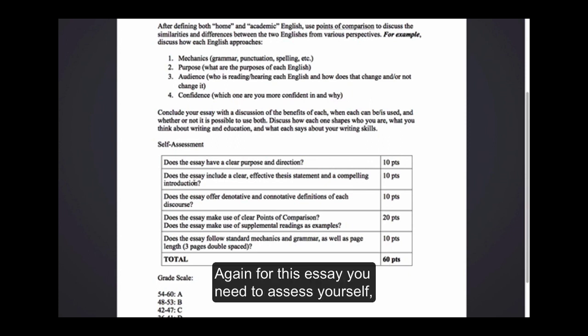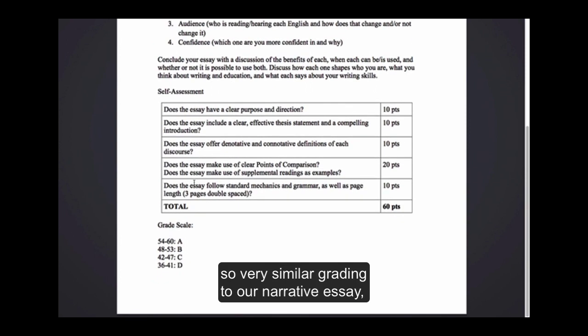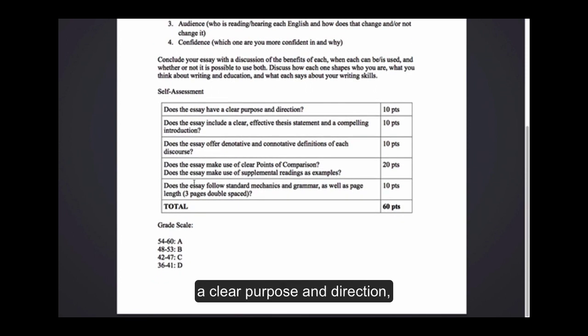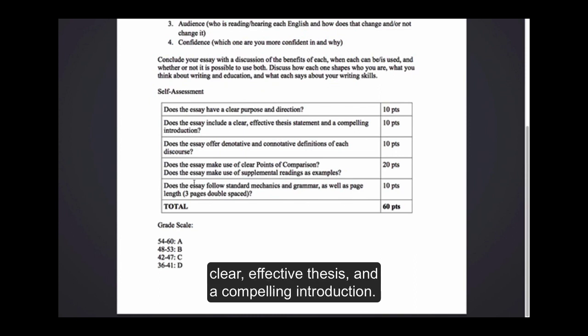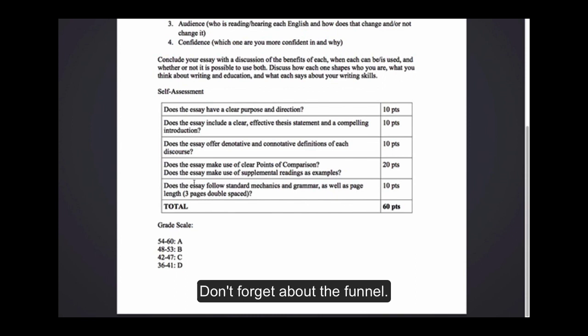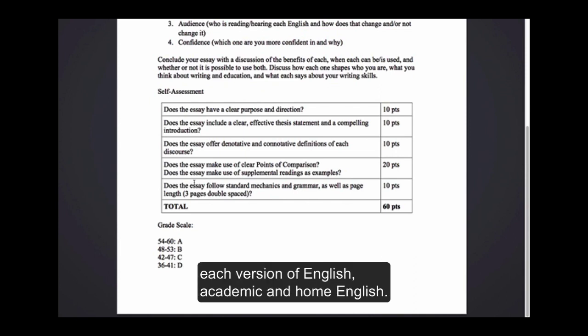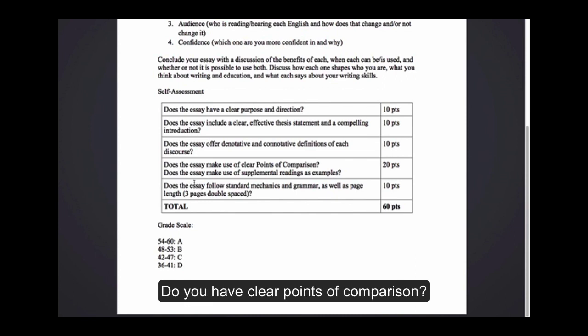Again, for this essay, you need to assess yourself. So very similar grading to our narrative essay: a clear purpose and direction, clear effective thesis, and a compelling introduction. Don't forget about the funnel. Make sure you define each one, each version of English, academic and home English. Do you discuss the two aspects of the definitions? Do you have clear points of comparison? And can you use any supplemental readings?